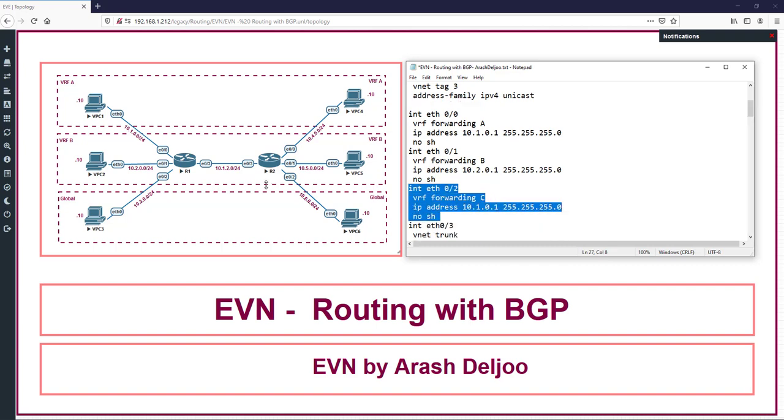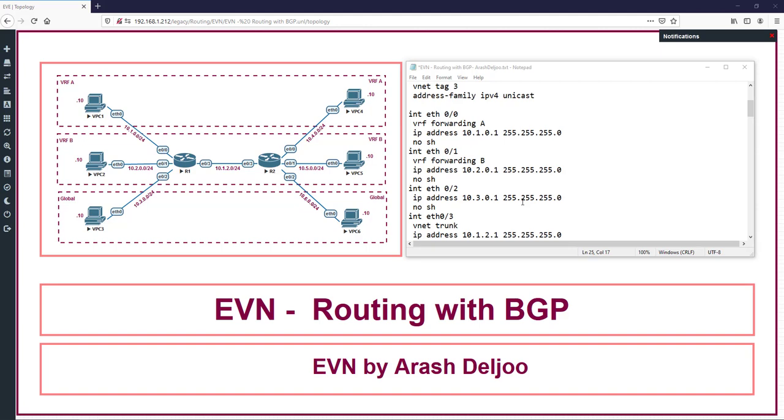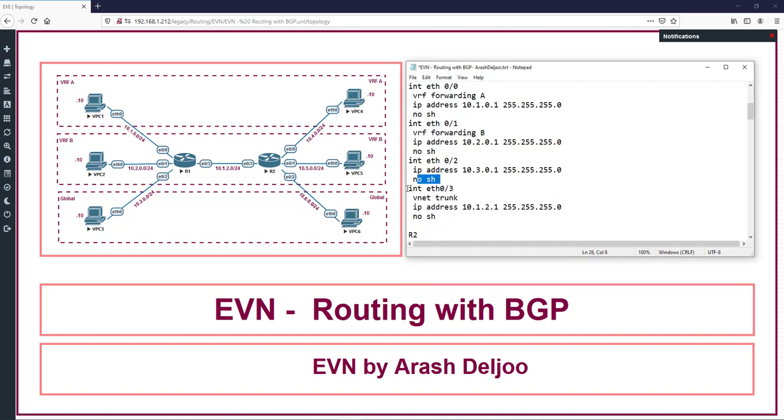Again, interface ETH0/2. Here, as you can see, this is not an interface of any VRF. This is the global interface, or global VNet. Because of that, I'm going to remove VRF forwarding C on this interface, and also we should assign one IP address to this interface, 10.3.0.1 with the mask of 255.255.255.0 with no shutdown. And then interface ETH0/3, this is the VNet trunk, the IP address is 10.1.2.1/24. Let's go to Router 2.